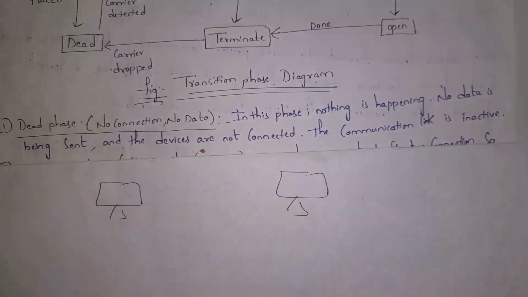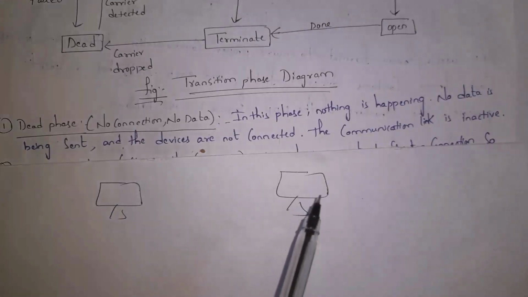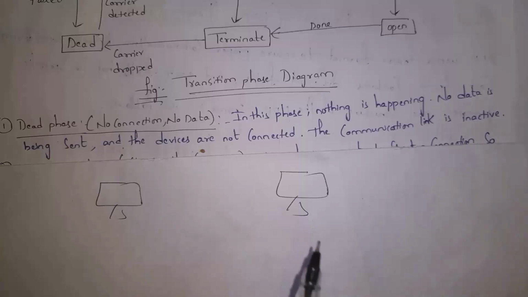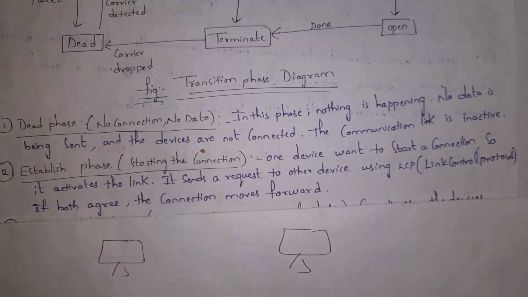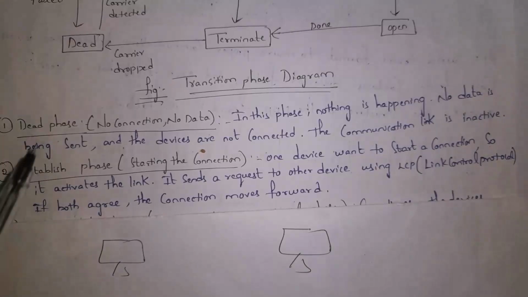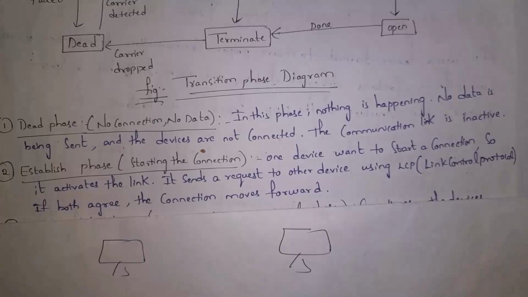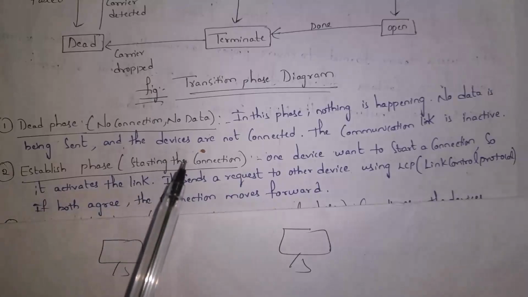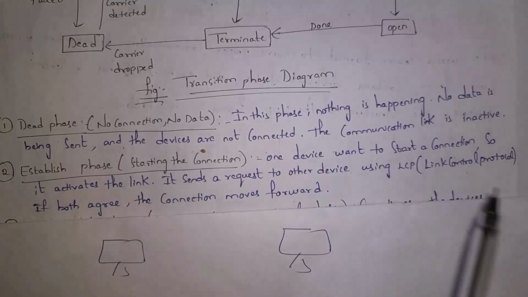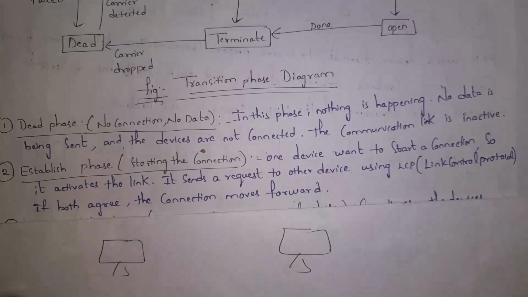Thus in dead phase, there are two computers, but these computers are not connected to each other and they are not transferring data. As there is no communication link between these two devices, the communication link is inactive. This is dead phase. And second phase is established phase. One device wants to start a connection, so it activates the link. It sends a request to the other device using LCP, that is link control protocol. If both agree, the connection moves forward.